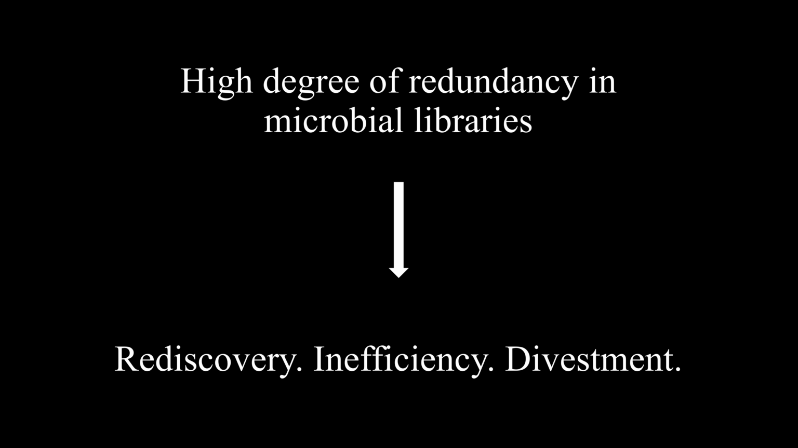Now, of course, one of the main problems in this pipeline is that there ends up being a high degree of both taxonomic redundancy and natural product redundancy in microbial libraries that are sourced for drug discovery, and there's a lot of downstream deleterious effects, including the rediscovery of known drug leads. It's an inefficient process, a very costly process, and as a result, there's in some cases an emotional divestment, in a lot of cases a financial divestment, as we've seen in companies divesting from, in particular, the antibiotic discovery process.